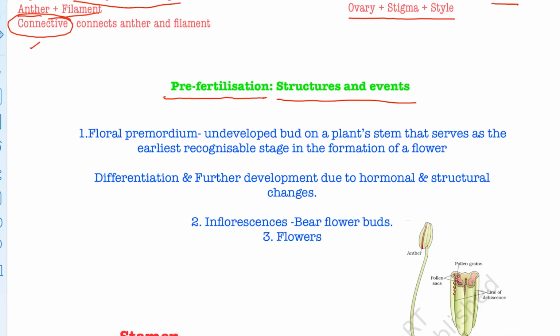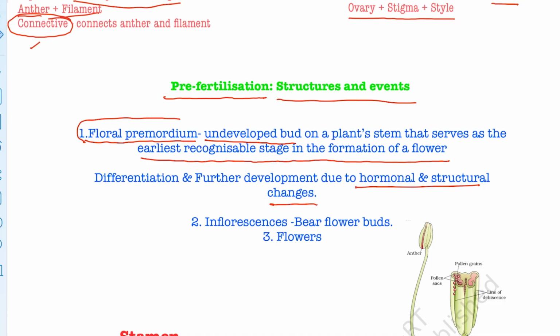Now how is the flower formed? There are some conditions. First, there are some hormonal and structural changes that help in the development of a floral primordium. What is floral primordium? It is an undeveloped bud that is in the process of developing on a plant stem that serves as the earliest recognizable stage in the formation of a flower. So we can also say that in the pre-fertilization event, first floral primordium is formed.